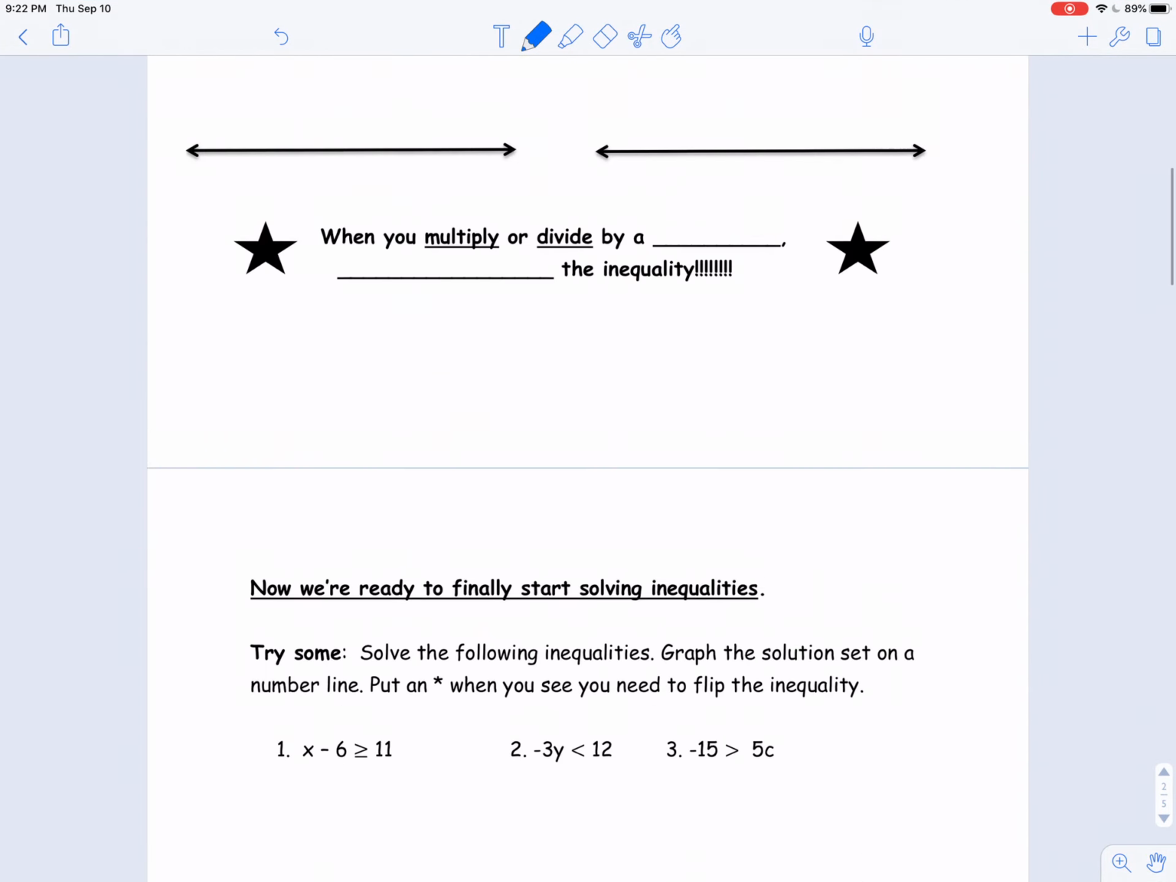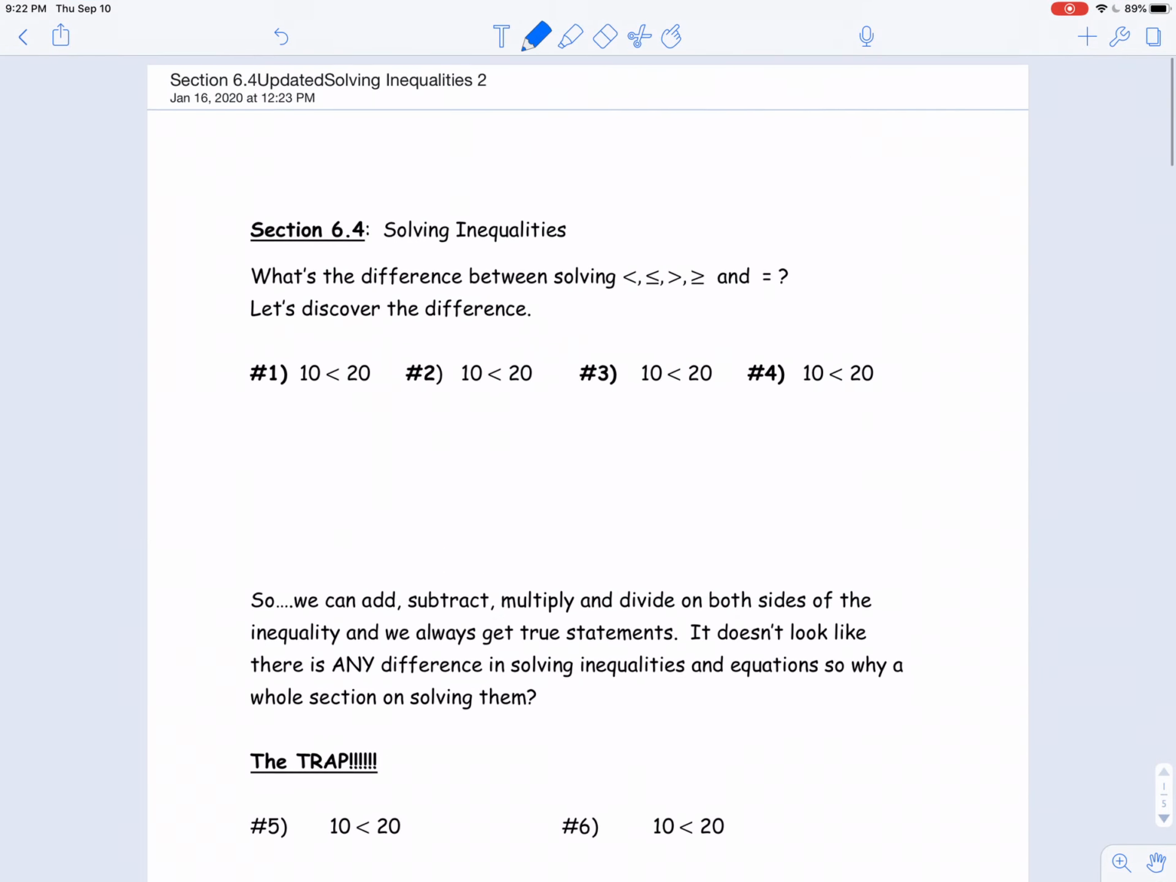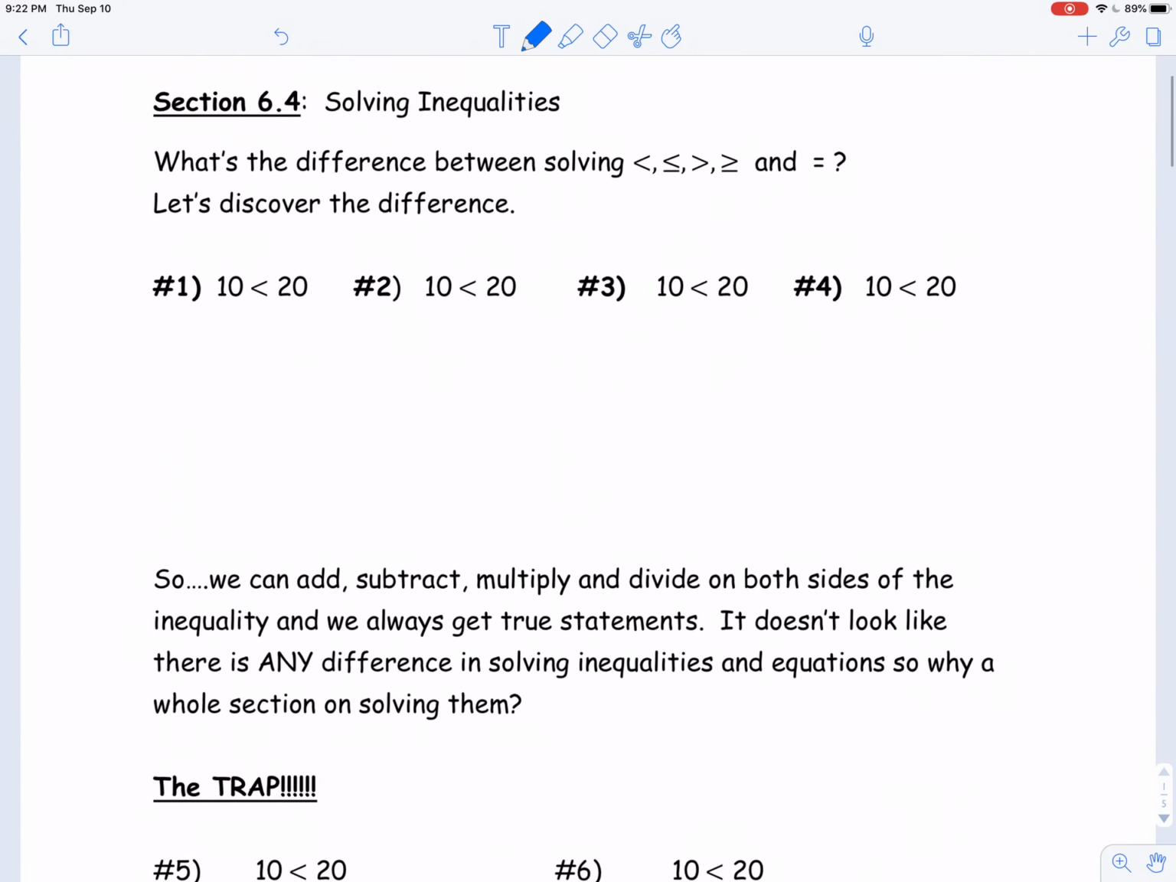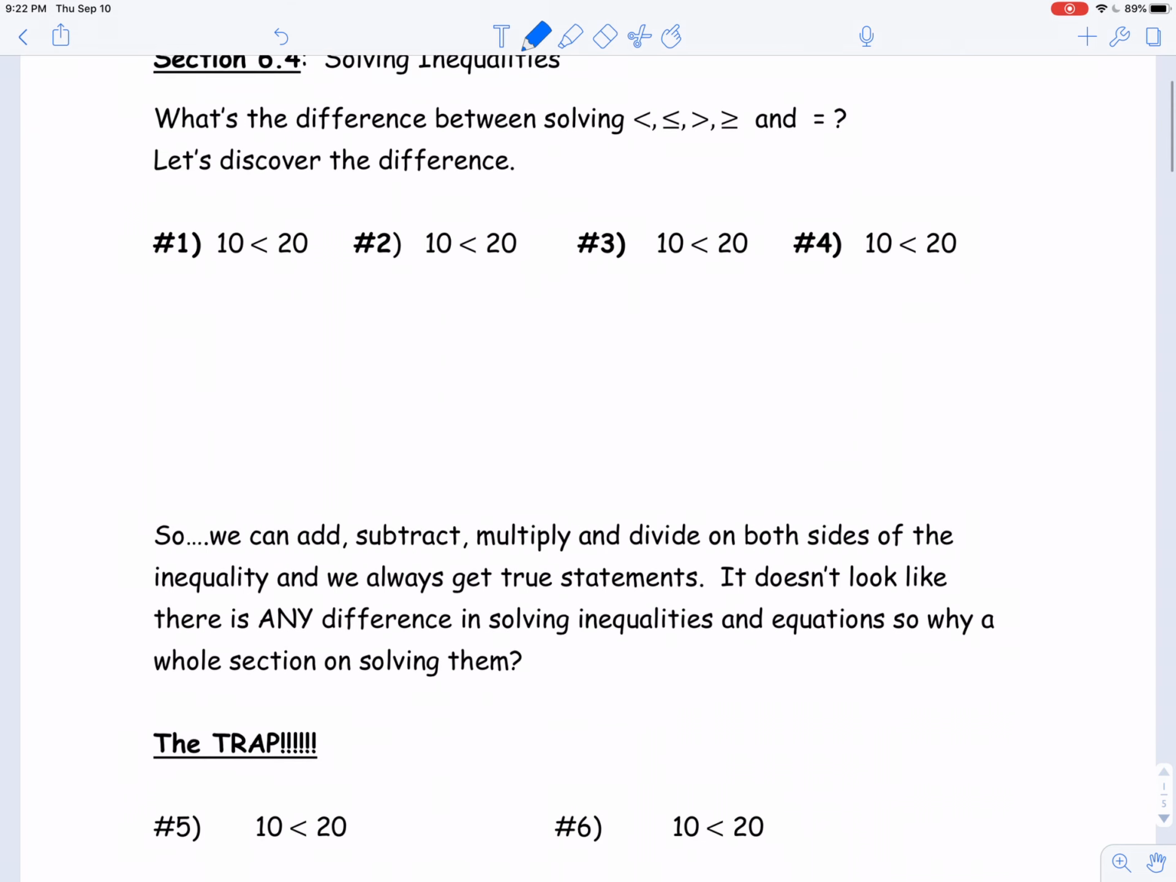Okay, let's go ahead and solve some inequalities. Solving inequalities is very much the same as solving equations. There are just a couple of minute differences, but they are important differences. So let me start this section out by showing you.